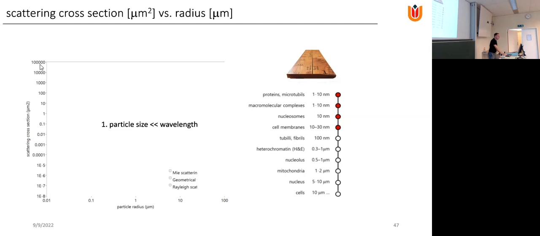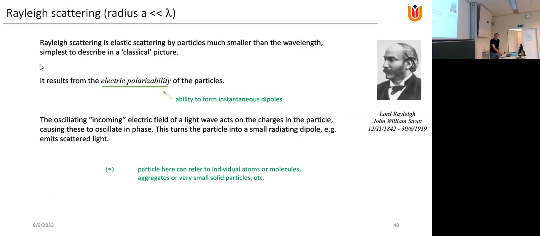These smaller particles, we actually encountered them already a little bit when we looked at the blue sky. These particles that are smaller than the wavelength predominantly scatter the lower wavelengths. This was called Rayleigh scattering, scattering by particles much smaller than the wavelength. And the simplest way to describe that scattering is really in the classical picture. The classical picture used bulk material properties to describe what was going on, and the property that we need here is the electric polarizability of the particles.